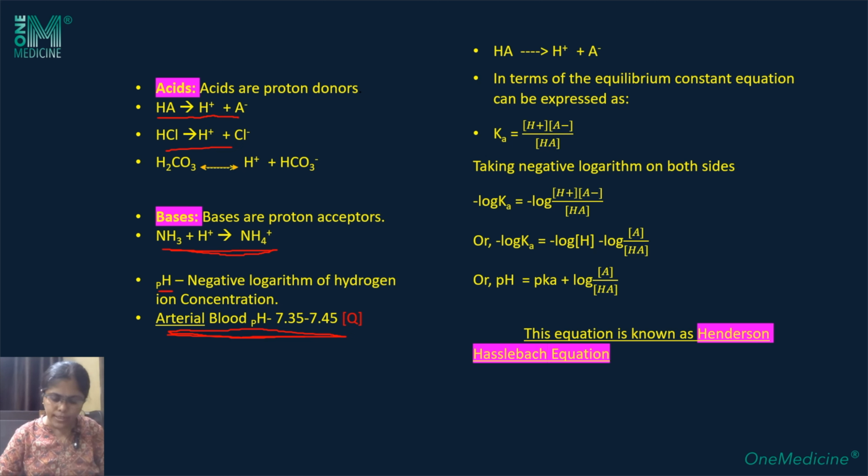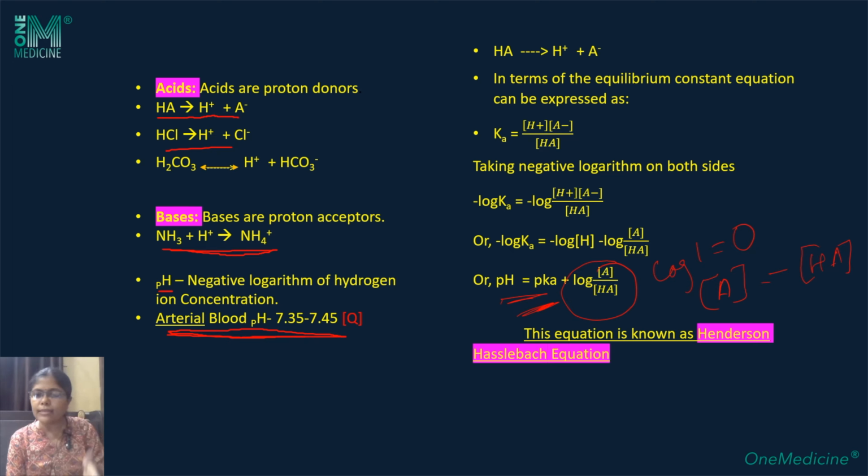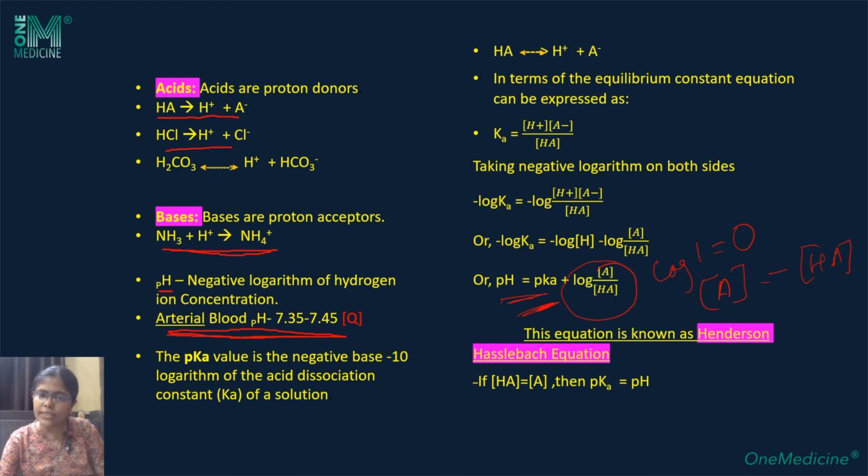Now, if you have a look at this equation, and if there is a condition where the concentration of A minus equals HA, then pH equals pK, because this turns to be log 1 equal to 0, so pH equals pK. So, what is pK? It is the pH of a solution where it is 50% dissociated or 50% undissociated, or at a 50% ionizable state. In other words, pK is the negative base 10 logarithm of the acid dissociation constant of a solution.